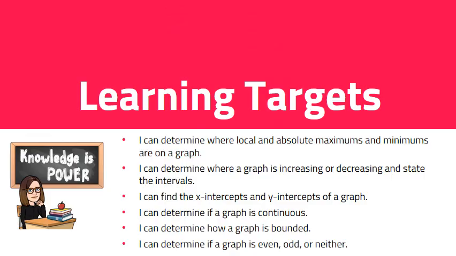Learning targets that we're going to hit today: we're going to talk about local and absolute maximums and minimums. We're going to talk about where graphs are increasing and decreasing. We're going to talk about intercepts, which you're probably even more familiar with already. We're also going to talk about whether a graph is continuous, how it's bounded, and if it's even, odd, or neither, which should sound familiar.